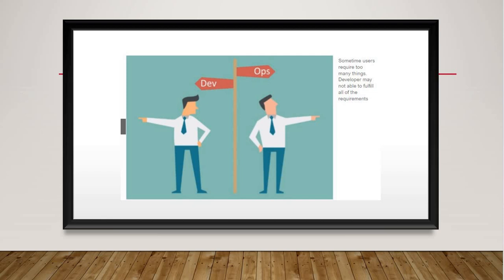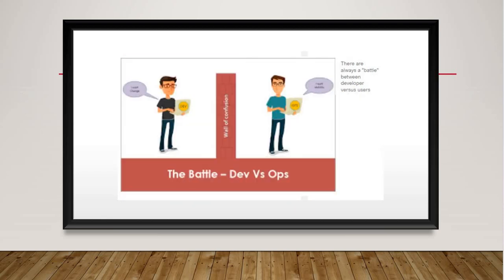Next, dev versus ops. Dev ni developer, ops tu operations, orang yang terlibat dengan operations. Sometimes users require too many things. So bila you bekerja, klien you mungkin akan request macam-macam untuk you sebagai orang yang nak develop dashboard tu. So developer may not be able to fulfill all of the requirement. Okay, sebab kadang-kadang dengan time constraint kita tak mampu untuk memenuhi semua kehendak klien.